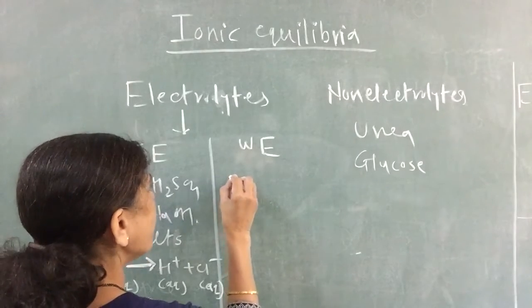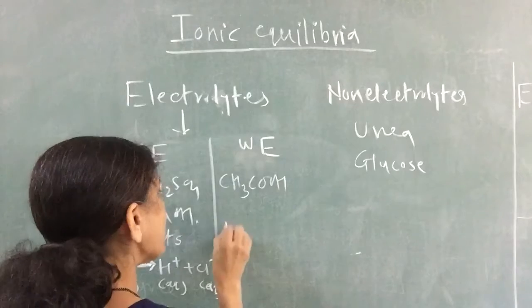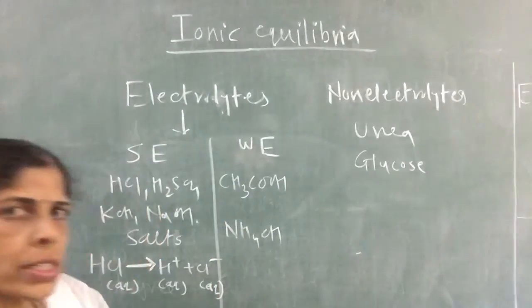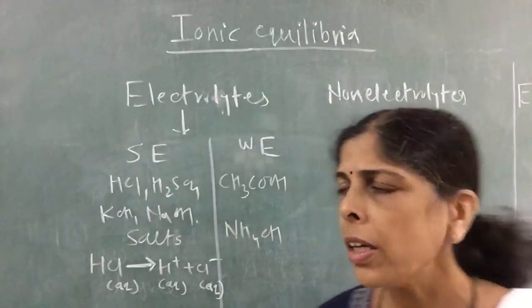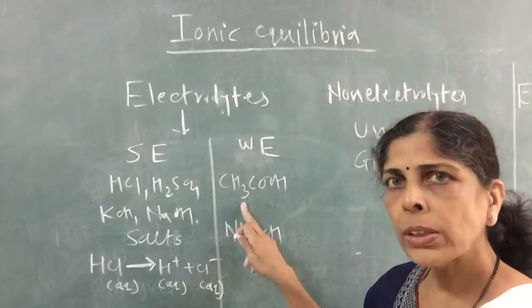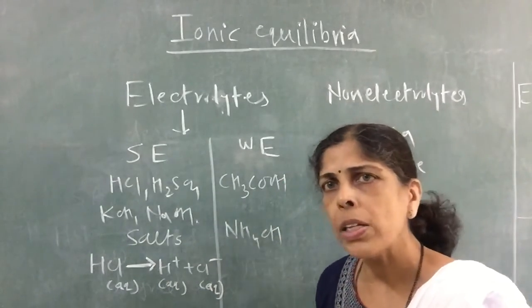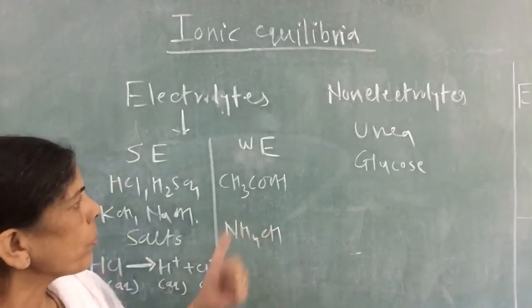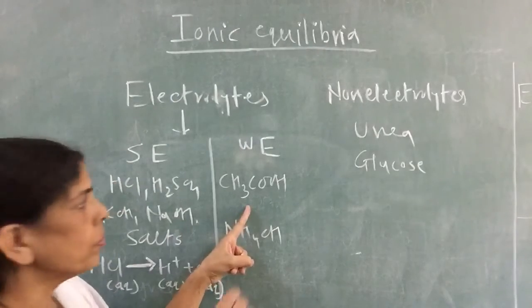So under them, weak acids like CH3COOH, acetic acid, and weak bases like ammonium hydroxide will come. All weak acids and weak bases are weak electrolytes. So weak electrolytes are the substances which do not undergo complete dissociation, only partial dissociation. Okay. So some molecules of them will remain in molecular form.